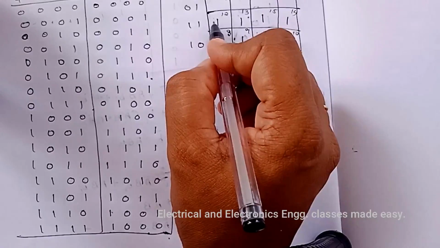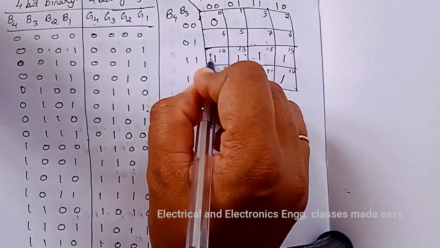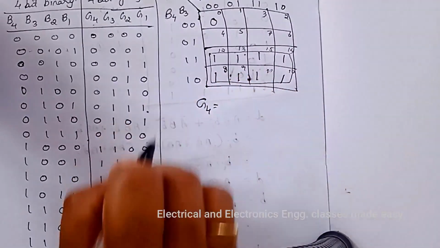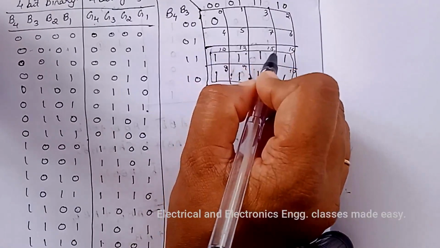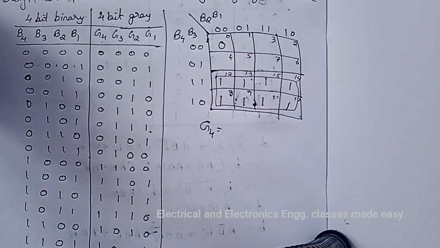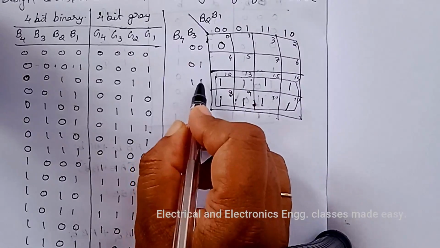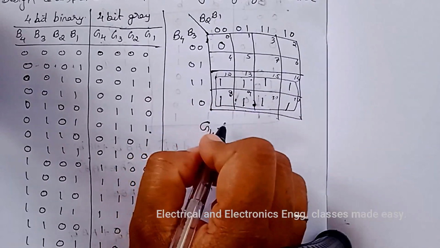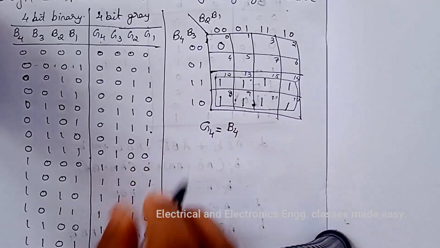So while realizing this K map, we can consider these 8 squares. While considering the columns, both B2 and B1 are changing, and looking at the rows, the changing variable is B3. So the constant term is B4. So G4 equals B4.